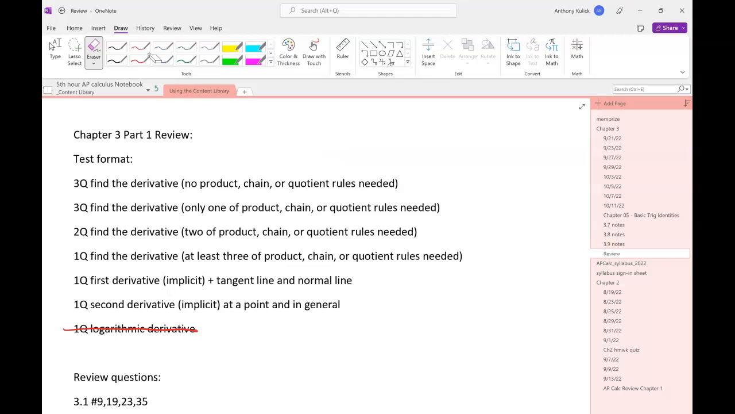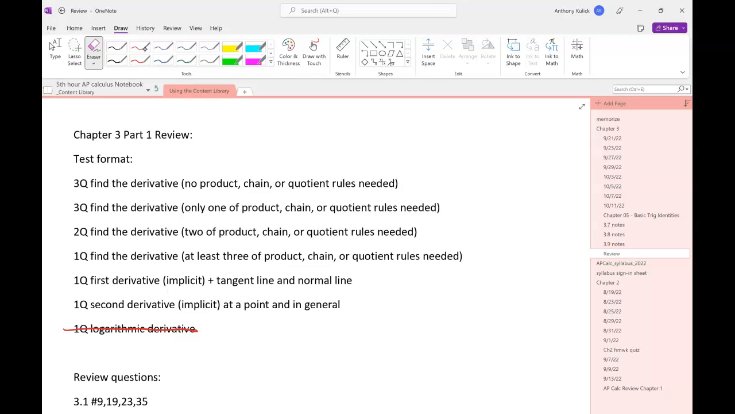I have 3 problems where I ask you to find the derivative where you only need to use one of the product, chain, or quotient rules. So again, you might be tempted to use more than one, and some of them you could use more than one, but you don't need to. Every one of those problems could be done with just one of those 3. Everybody's okay with that?